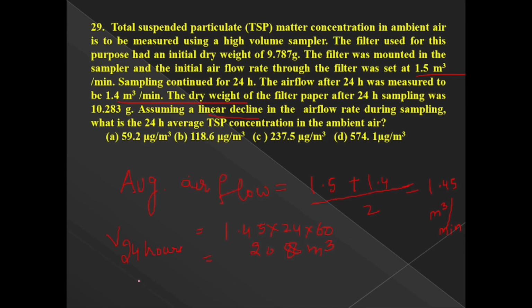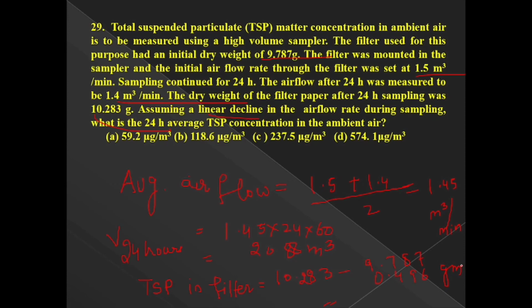Okay, total suspended particulate trapped in the filter is equal to, basically the sampling final reading is 10.283 and initial reading was 9.787. So 10.283 minus 9.787, that is equal to 0.496 grams. That is the total suspended particulate trapped in the filter, equal to 0.496 grams.